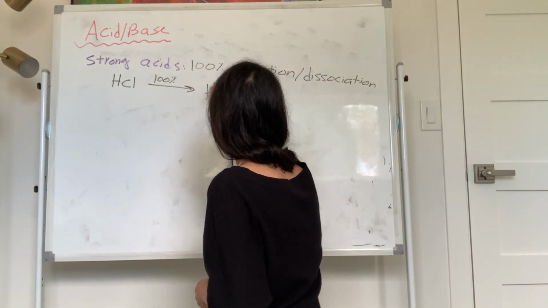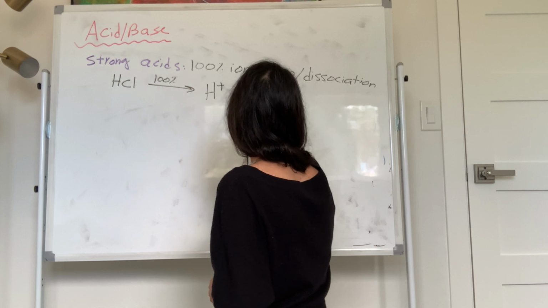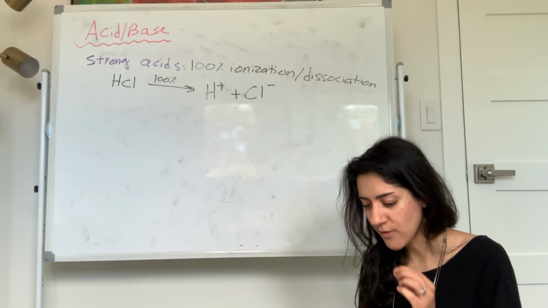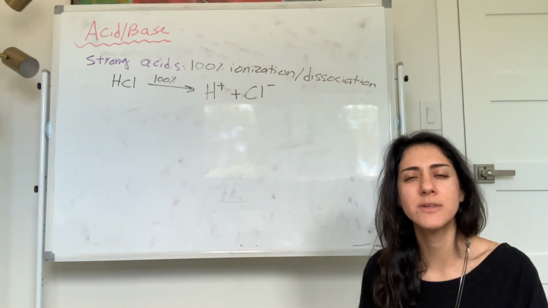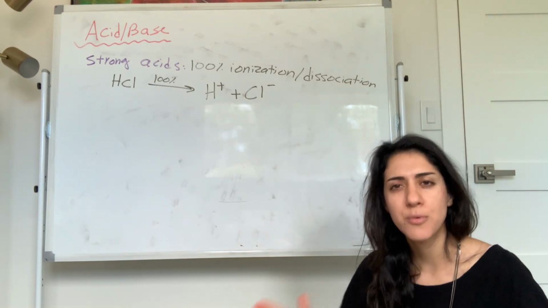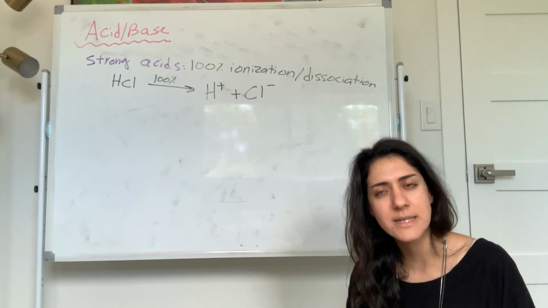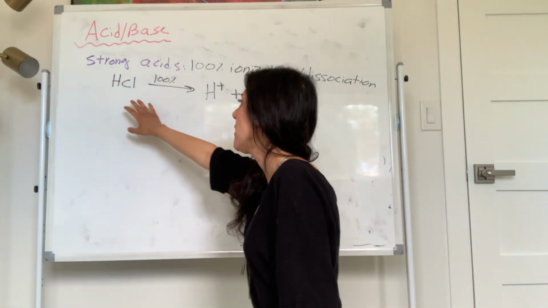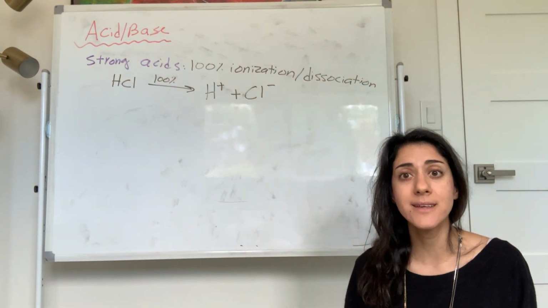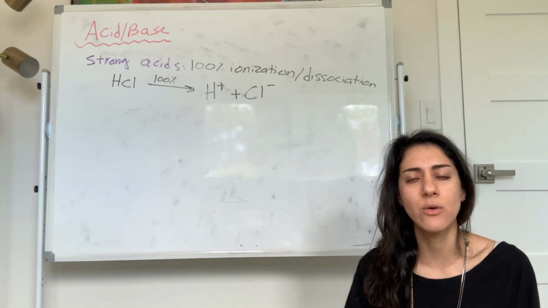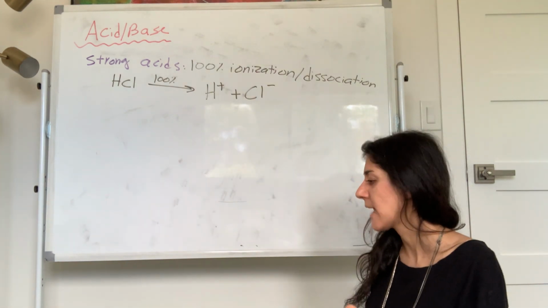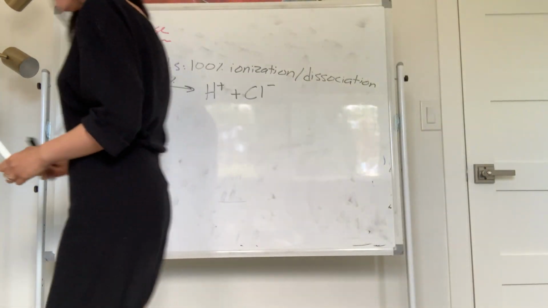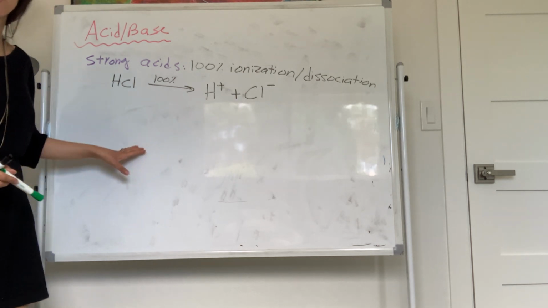All right, so this is going to break up into H plus and Cl minus, right? So, strong acids have 100% ionization, 100% dissociation. They completely break up in water. That's what we learned in Chem 1A. So, for example, if I have 100 hydrochloric acid molecules, every single molecule is going to break up into H plus and Cl minus. You following me so far? Okay. Now, this is okay if you write this.